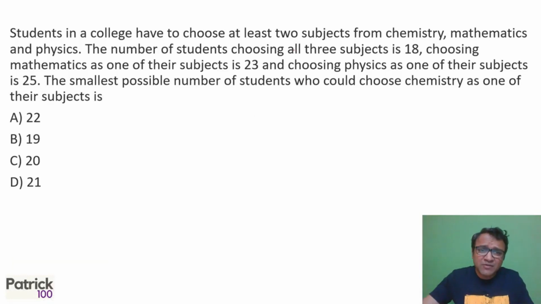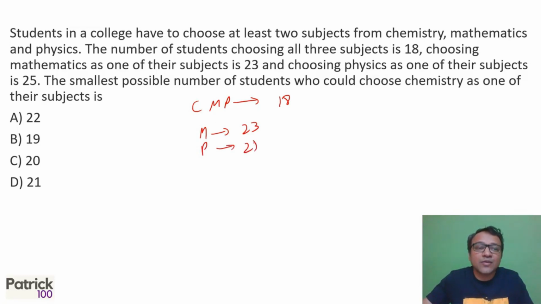So students in the college have to choose at least two subjects: C, M, and P. Number of students choosing all three subjects C, M, and P is 18. Choosing Maths and one of the other subjects is 23. People who chose Maths is 23. People who chose Physics is 25. I want the smallest possible number of people who chose Chemistry.